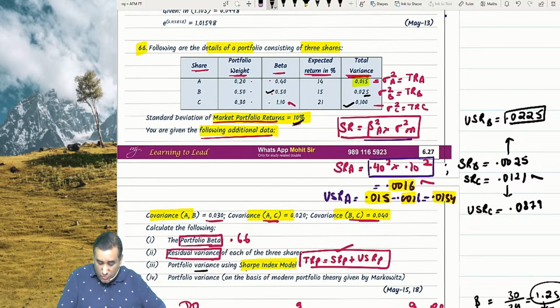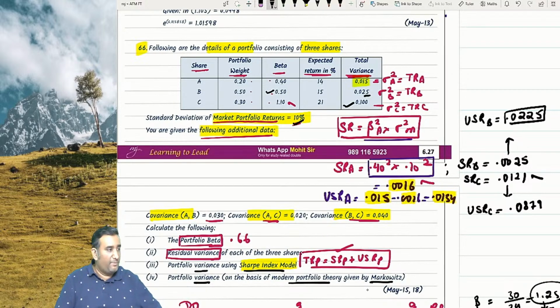He says variance using Sharpe index, portfolio variance on MPT by Markowitz. Basically, that's the standard deviation of a portfolio consisting of three securities. We'll come back to it. This is total risk of the portfolio, systematic plus unsystematic. This could be the area of a mistake.